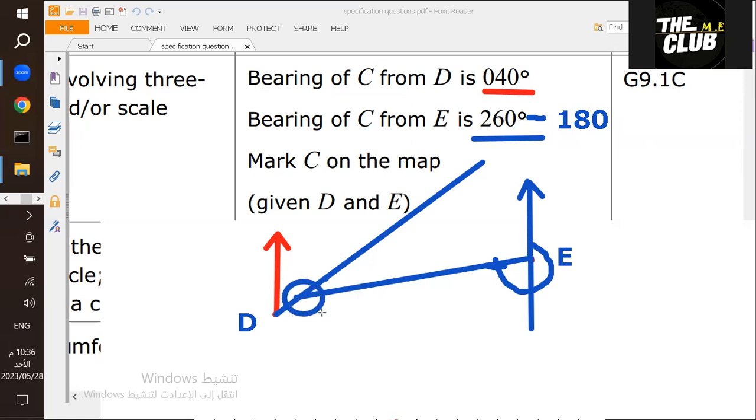And this is the place of point C. As I said, that's an example. This is the place of point C. You don't have to understand this a lot. Just make sure that you know how to do bearing. That's it. Now, let's move on.